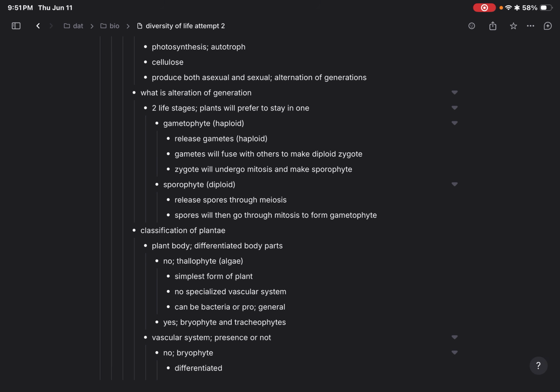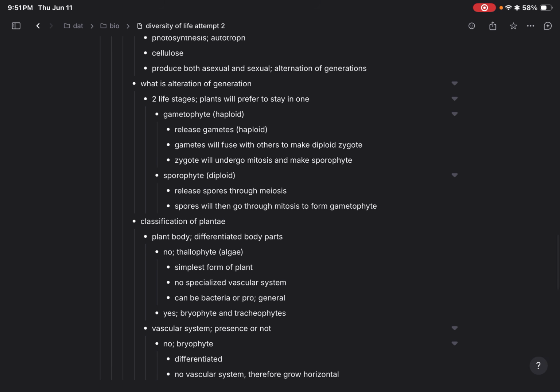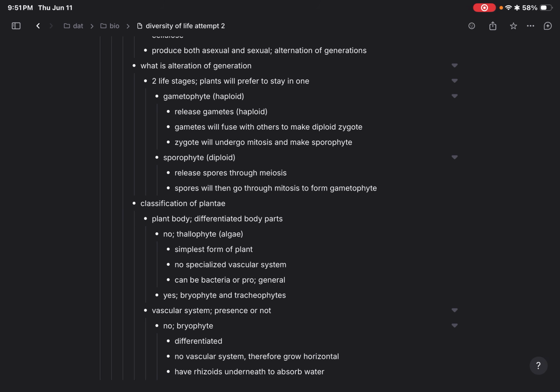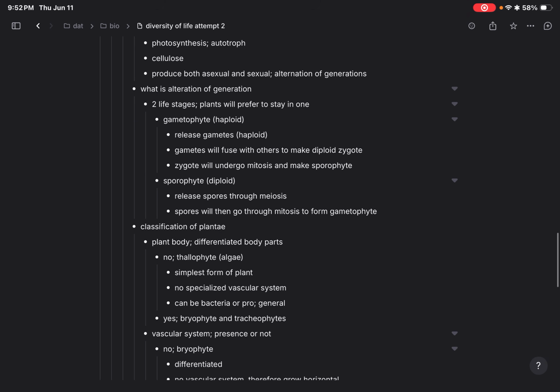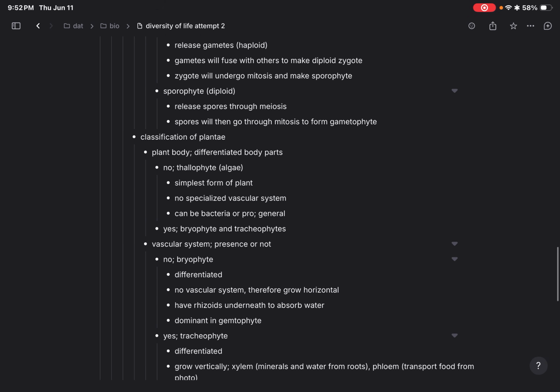That zygote will undergo mitosis, and you'll become a sporophyte, which is diploid. So a sporophyte is basically a mature diploid. It'll release spores through meiosis. So the sporophyte will undergo meiosis to produce spores. Those spores will then go through mitosis to form a gametophyte. Then those gametophytes will release gametes. Gametes will fuse together, and it'll just keep on rotating. Now, plants will prefer to be in one of the two stages. They won't keep on switching between, but they'll prefer one.